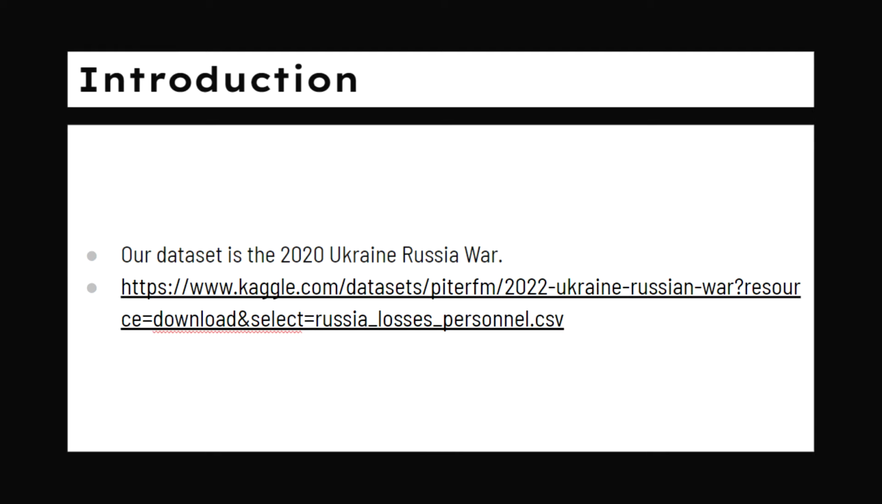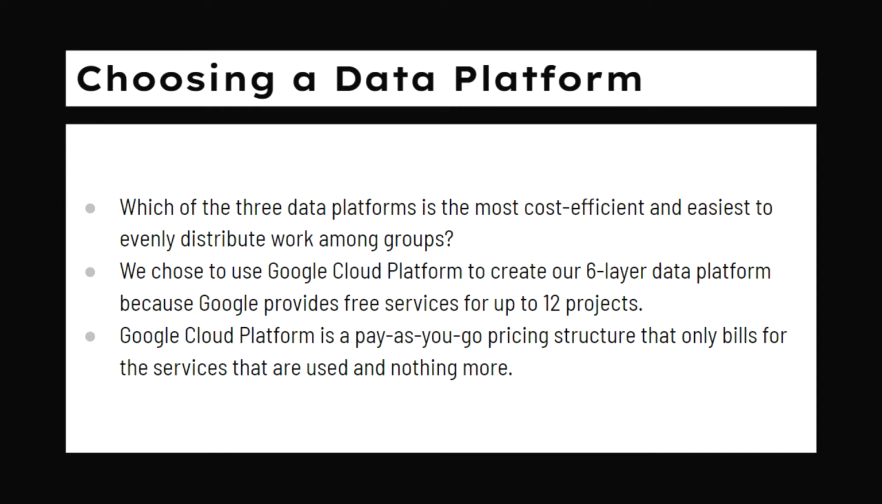The reason behind choosing the Ukraine-Russia war is to generate a set of data and evaluation on the number of vehicles lost. Our first question about this project was which of the three data platforms is the most cost efficient and easiest to share projects with each other and also to provide analysis, so that we can even have a distribution of work. We chose the Google Cloud Platform to create our 6-layer data platform because Google provides free services for up to 12 projects. Deleting each project will free up the quota that Google gives to us.